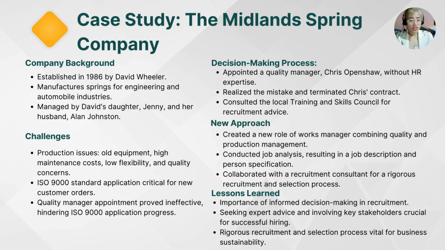So the company's initial decision making process involved appointing Chris Openshaw, who lacked HR experience or expertise, as a quality manager. So this appointment proved to be ineffective and hindered the company's progress towards ISO 9000 application. So the company realized the importance of informed decision making in recruitment and involved key stakeholders such as the training and skills council. So this led to a new, more rigorous approach to recruitment and selection.